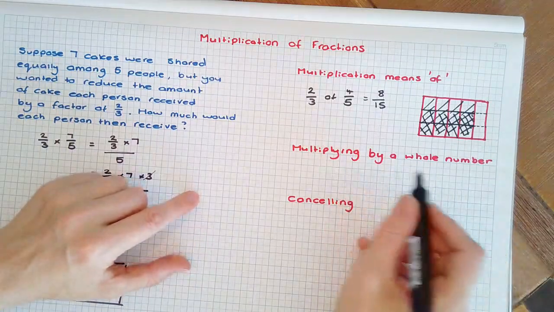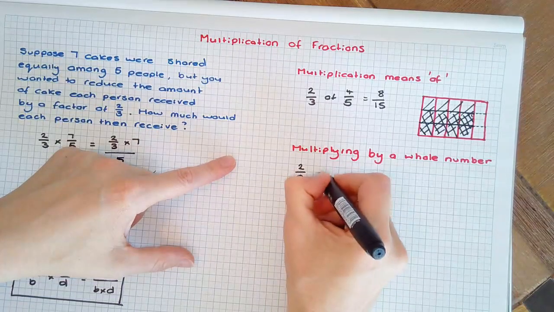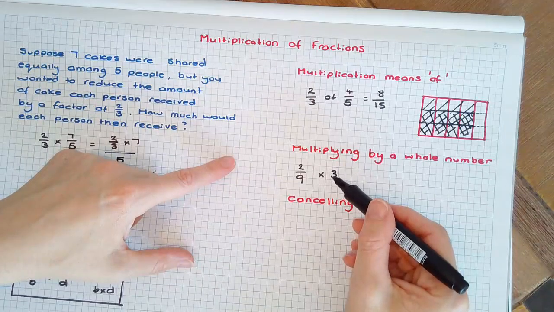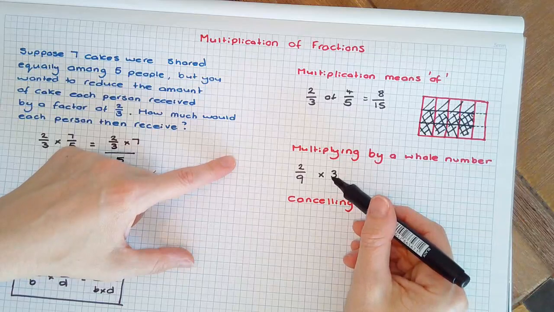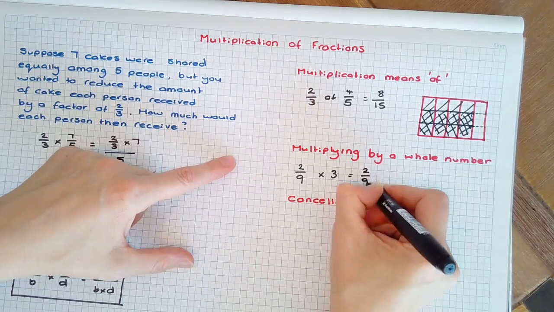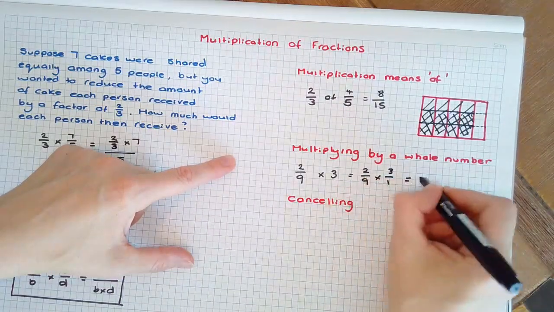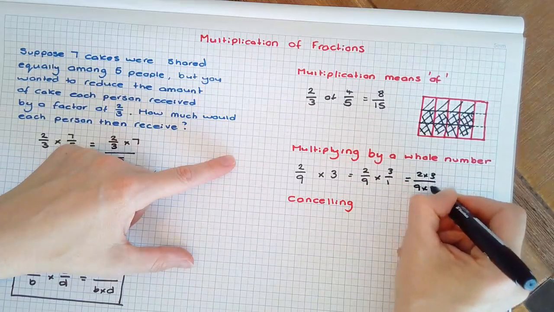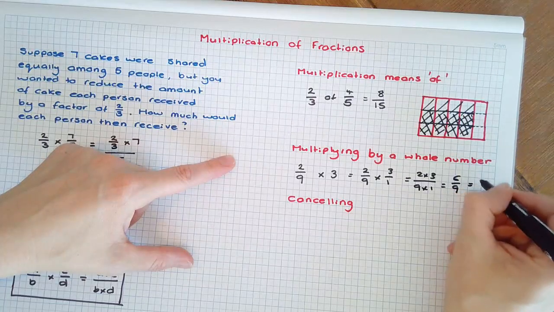Now let's look at multiplying by a whole number. 2/9 times 3. Now 3 can be written as a fraction over 1. In fact, any whole number can be written as a fraction over 1. So now we have 2 over 9 multiplied by 3 over 1. The product of the numerators, 2 times 3, and the product of the denominators is 6 over 9, or we can simplify to 2/3.